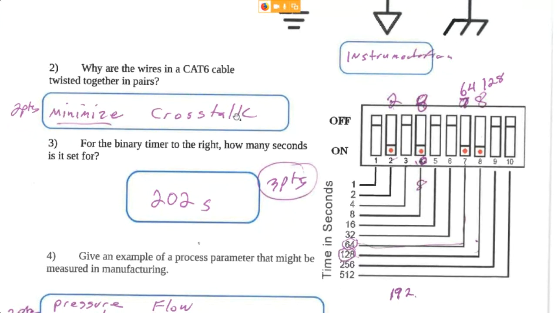All right, and it's very important there to get the full 2 points on that. You had to say minimize. If you said something like eliminate or remove, we don't really remove the crosstalk. Unfortunately, there's always going to be some there. But by twisting those wires together, we can help minimize that crosstalk.